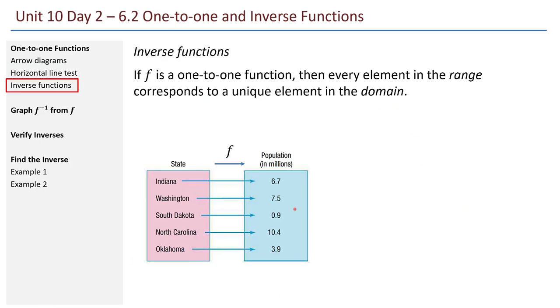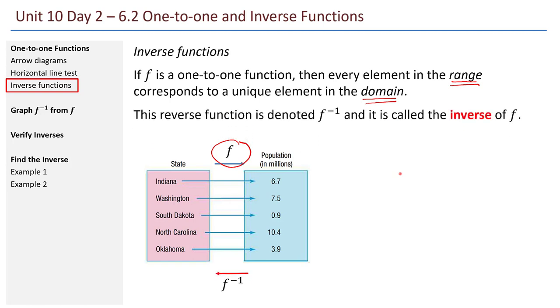And finally, this brings us to the big idea, inverse functions. If f is a one-to-one function, then every element in the range corresponds to a unique element in the domain. Let's look back at this first example I had. Let's call this function f that maps states to populations. It turns out that since it's a function, of course, every element in the domain gets mapped to a unique element in the range. But in particular, this is invertible.